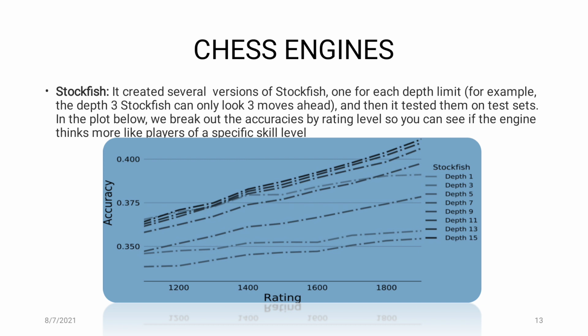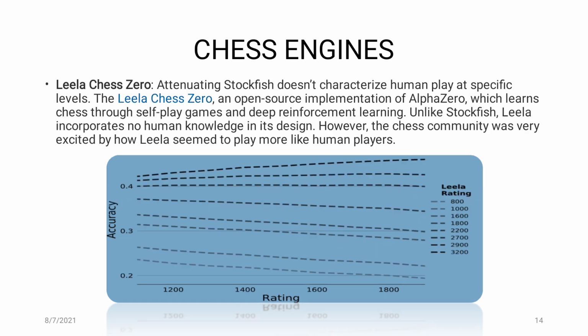We break out the accuracies by rating level so that we can see if the engine thinks more like players of specific skill levels. We see the graphs with the accuracy and the rating as the depth increases, like depth 1, depth 3, depth 5. As the accuracy decreases, the rating is also low; as the accuracy increases, the rating is also high, which means the accuracy predicts how many mistakes the chess engine can make.